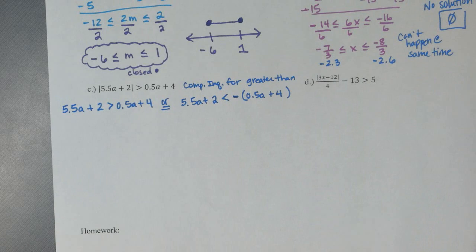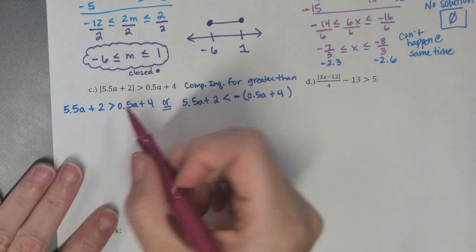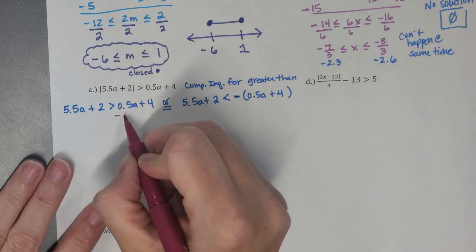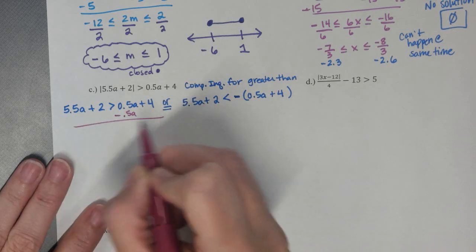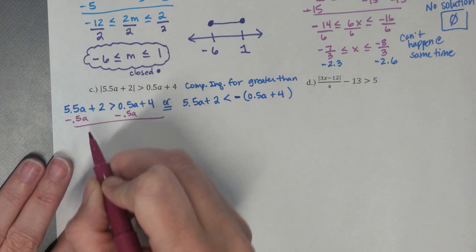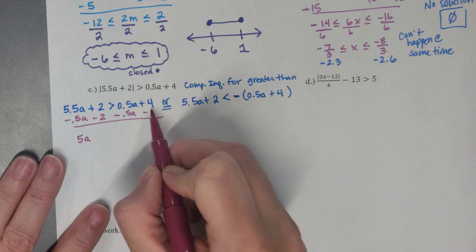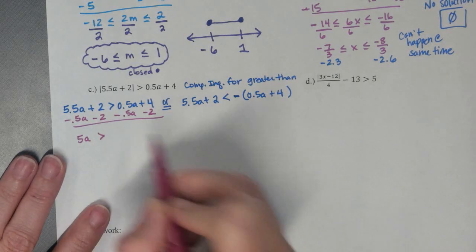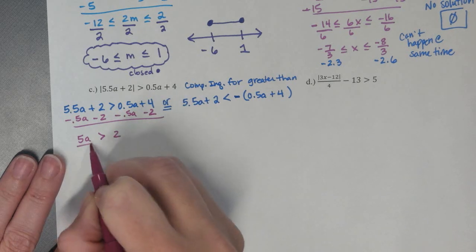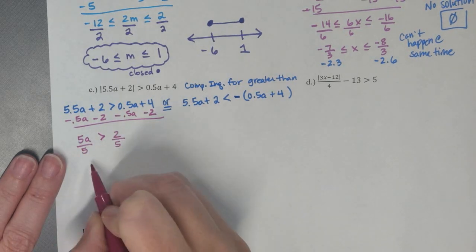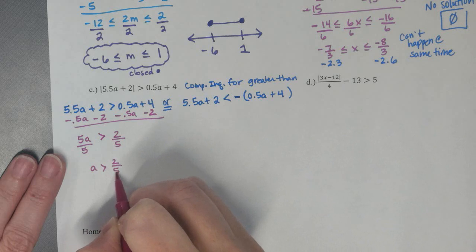Okay, so now we're going to solve each one for A. So we know this is a half. So write it like that. Okay, so we have 5A here. At the same time, I'll move over the 2. Divide both sides by 5. So A is greater than 2/5.